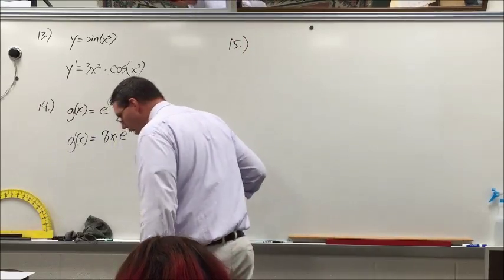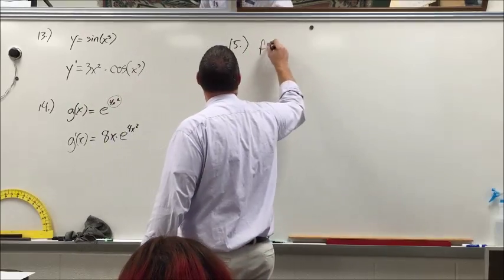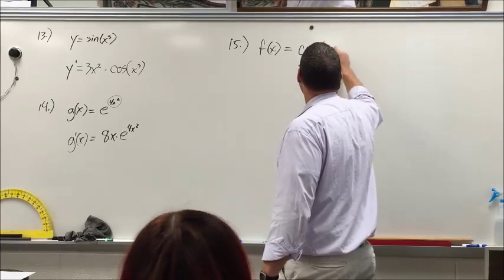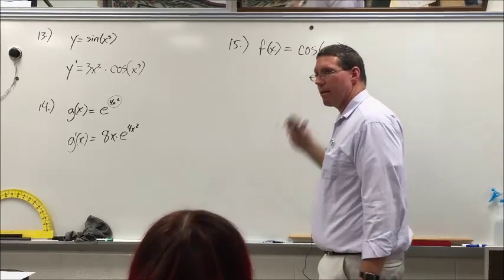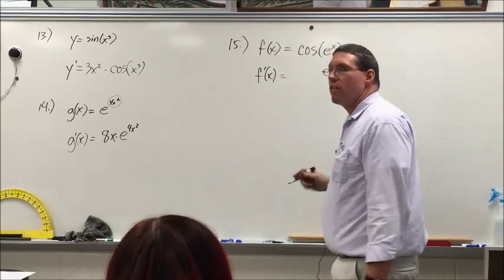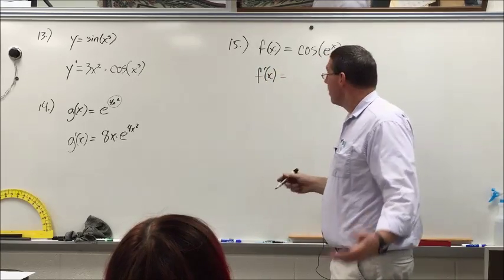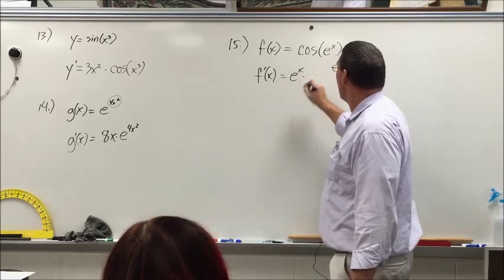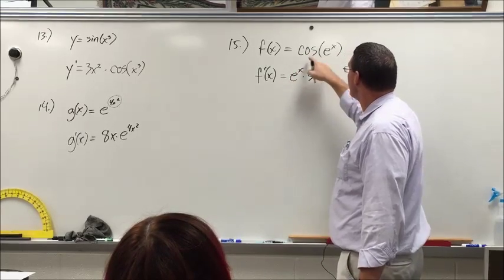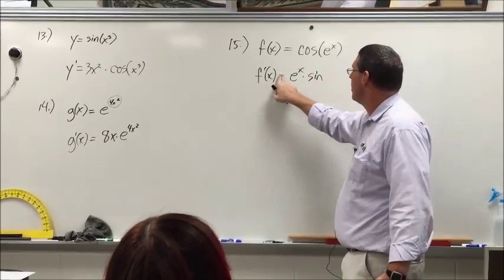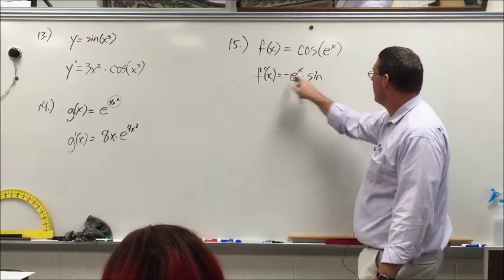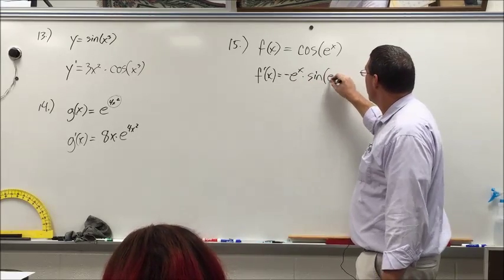All right. Question number 15. F of x is cosine of e to the x. This is even easier. Anything that has an e to the x by itself is kind of easy, right? So the derivative f prime of x: what's the inside function and its derivative? E to the x times negative sine. Remember, the derivative of cosine is negative sine. So I'm going to put the negative at the front. So negative sine of e to the x.